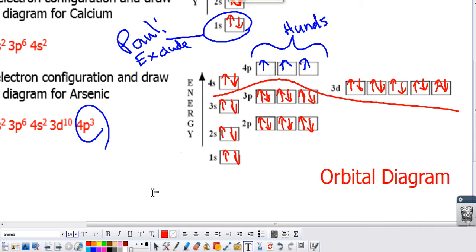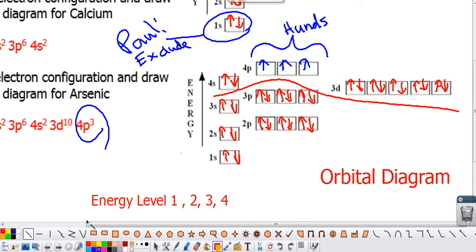We have energy levels. Those would be the 1, the 2, the 3, the 4. Those are the numbers you see. I'll even draw a line to one. Look. That's the first energy level. That's the second energy level. That's the third. So those coefficients in front, those are energy levels.